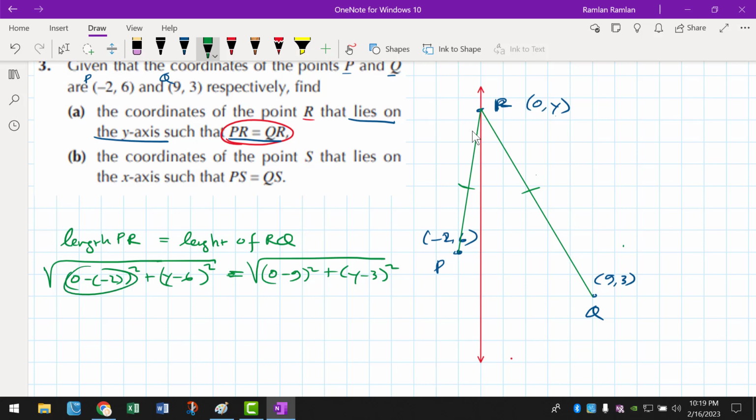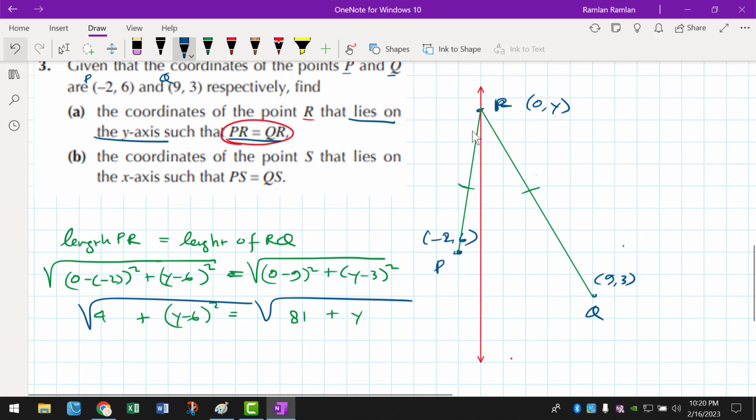Next, 0 minus -2 is 2, so 2 squared is 4, and y minus 6 squared you don't change, later we can do that. And this one is 0 minus 9, that is negative 9, squared will be equal to 81. Oh, I forgot, you shouldn't have the square root again because we have canceled that. I'm going to explain again: why I'm not putting the square root here is because both sides have a square root, so I'm just going to leave them because both of them have the same thing. Then y minus 3 squared.